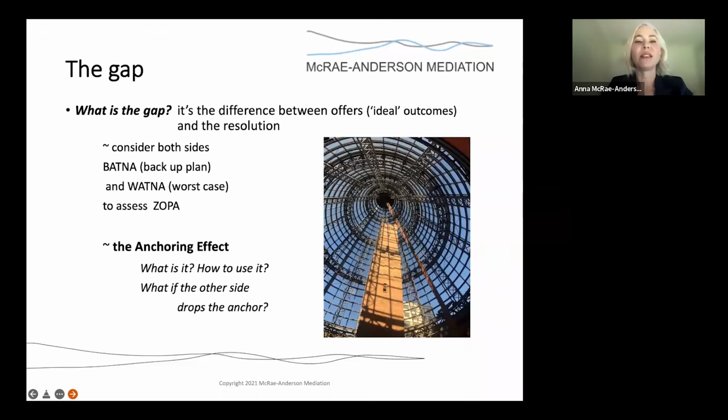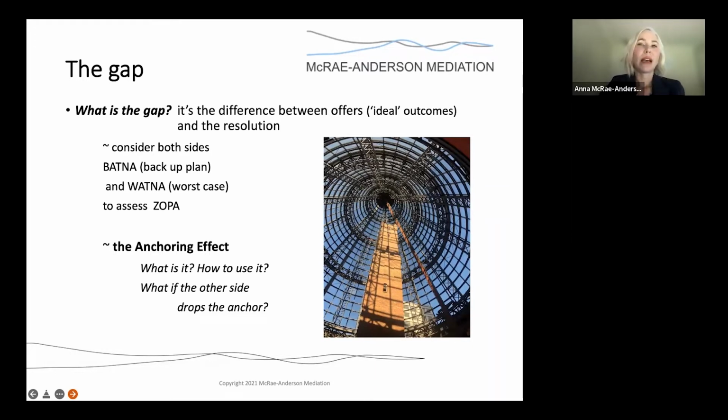I'm going to quickly touch on the gap. What is the gap? The gap is the difference between yours and the other party's offers, so their ideal outcome and what's actually possible. The ideal outcomes can send mixed signals about what's realistic in terms of a resolution, so be very careful about these. It can create an artificial impasse if you open too high, because beware, there might be backlash, and it might risk any ongoing relationship, or there might be a storm out.